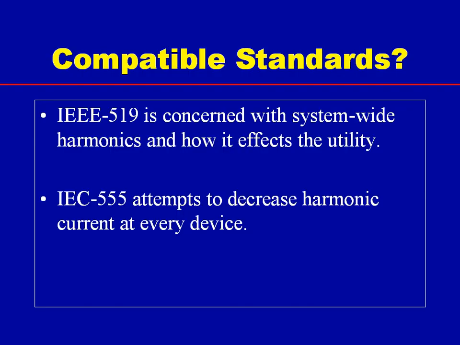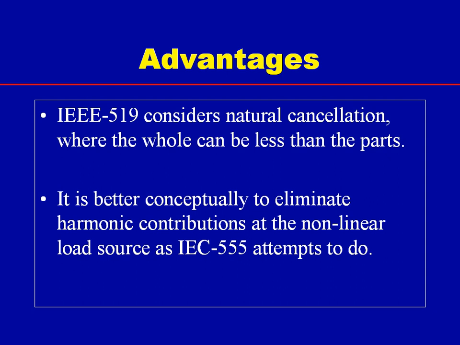The IEEE 519 and IEC 555 standards are completely different in approach and application. The IEEE 519 standard is concerned with system-wide harmonics and how they affect the utilities. The IEC 555 attempts to limit harmonics at each individual device. The primary advantage of the IEEE 519 is that it includes the effects of natural cancellation, where individual harmonics at different phase angles can effectively cancel each other. The IEC 555 looks to reduce harmonics at the source, which is good in concept but difficult in practice.